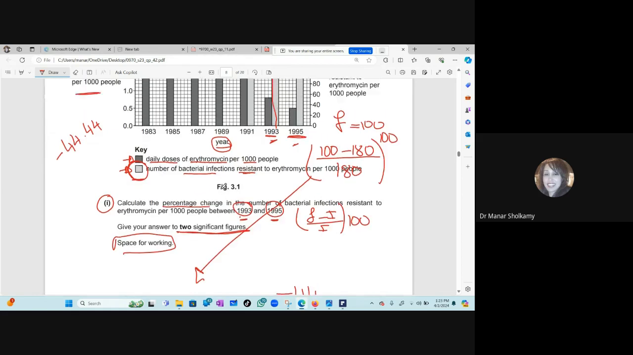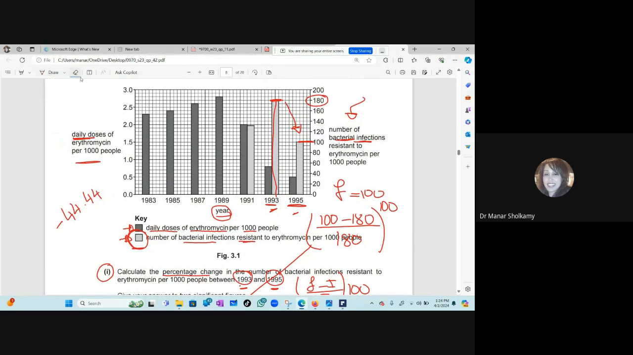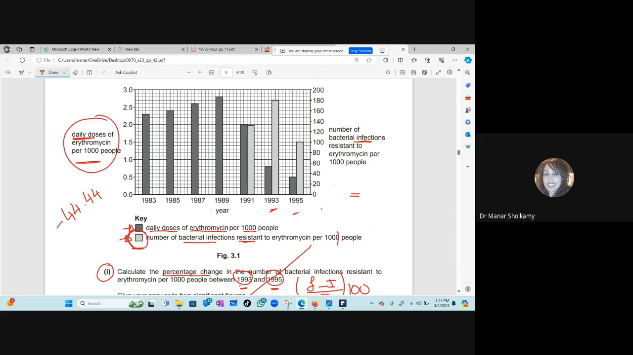This question always makes you lose marks because you do not describe the graphs in detail. We want to describe this graph. This is not an easy graph, so please highlight it so that you revise it later. You have this graph with years on the x-axis, with the daily dose of erythromycin on the y-axis, and also on the y-axis, the number of bacterial infections, and you have two bars.